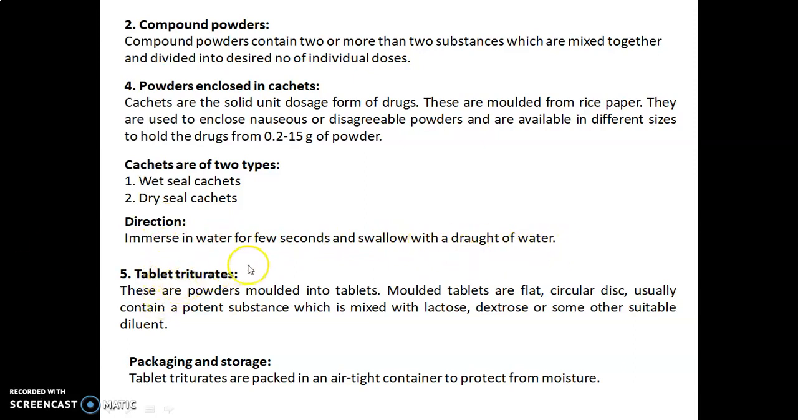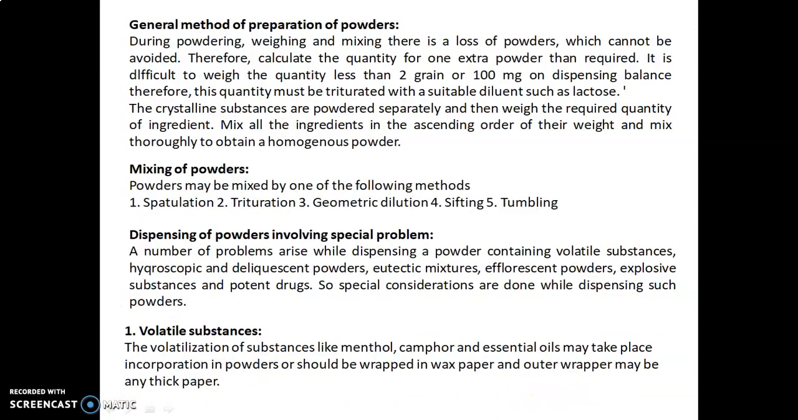Then fifth one, that is tablet triturates. These are powders molded into tablets. Molded tablets are flat circular discs, usually containing a potent substance which is mixed with lactose, dextrose or some other suitable diluent. Packaging and storage: these tablet triturates are packed in an airtight container to protect from moisture.